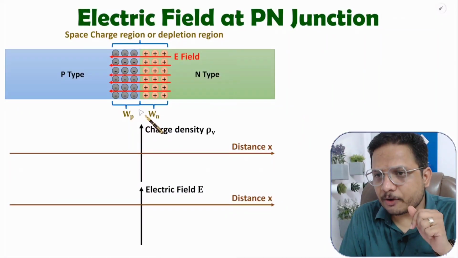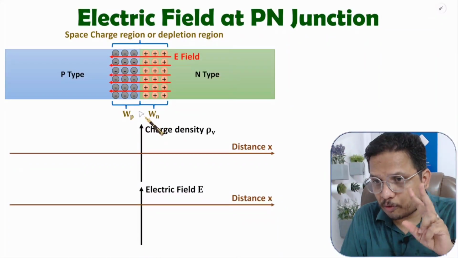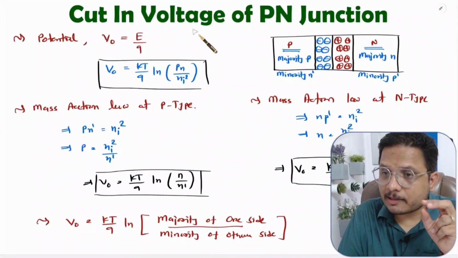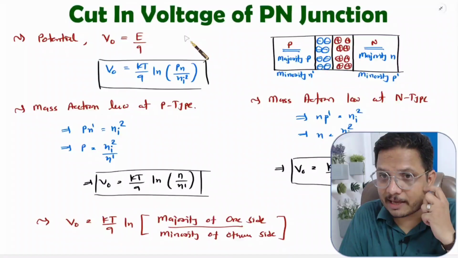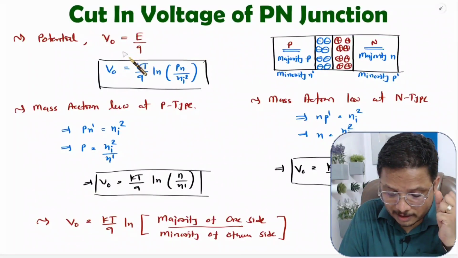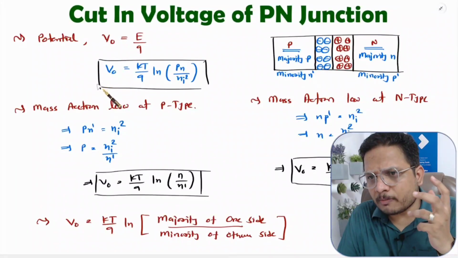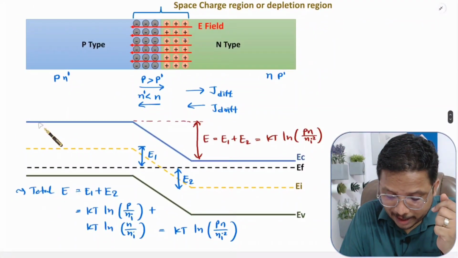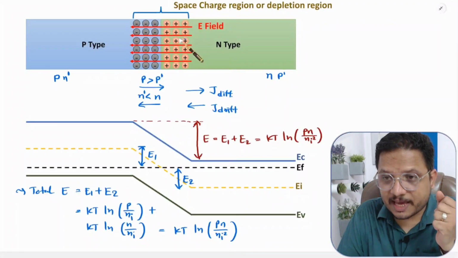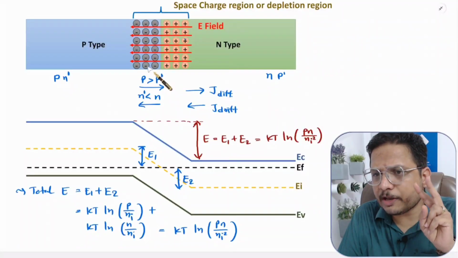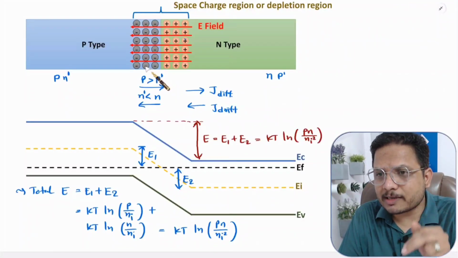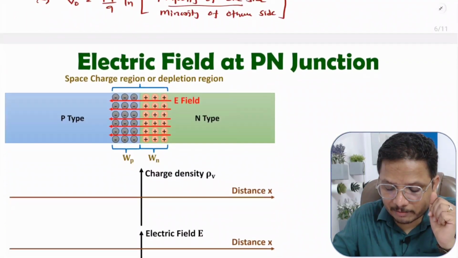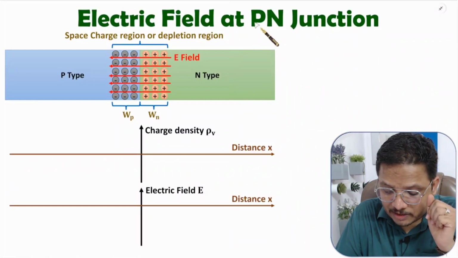Before you see this video, I request you to go through my last two videos. One was based on cut-in voltage, that is also referred to as potential barrier. I have derived cut-in voltage in varieties of forms. You just go through that, as well as I have explained how we can have energy band diagram for this PN junction. Once you see those two videos, it will be easier for you to understand calculation of electric field. So let us see how electric field can be derived at PN junction.